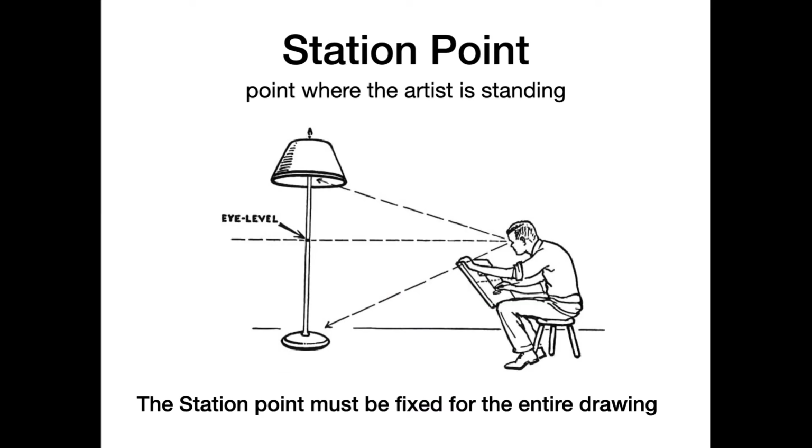Station point. It is the point where the artist is standing. When you are drawing perspective, it's important to know where you are at all times in your drawing, because everything in perspective is relative to where you are. And this can't change. You can't start a drawing of a lamp, for example, sitting on the floor, and then halfway through stand up and move to the other side of the room. The lamp will look totally different. You have to remain stationed or fixed.